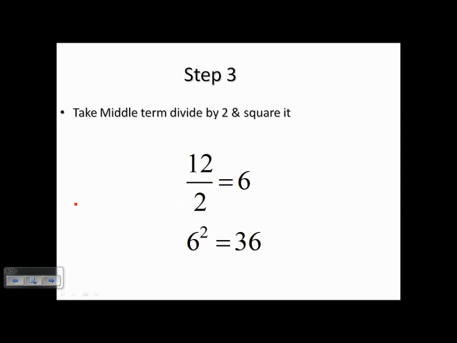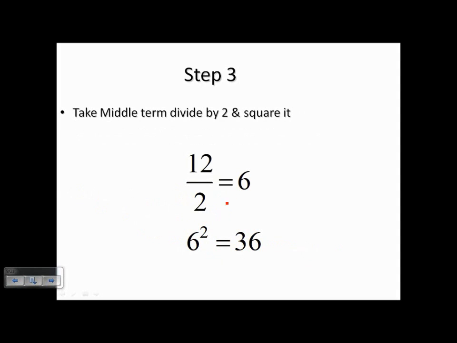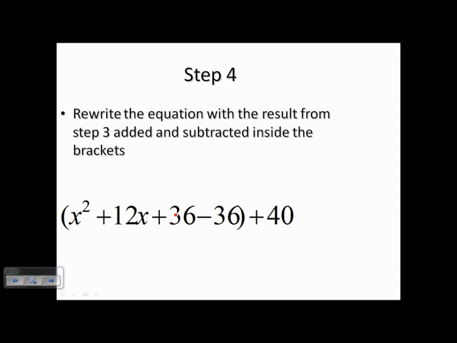Step 3, we're going to take that middle term. I'm referring to 12 here. We're going to take that middle term, divide by 2, and square the answer. So 12 divided by 2 is 6. 6 squared is 36. Great. What do we do with that 36? Well, we're going to put it in the bracket. That 36 is going to be added and subtracted. Make sure these go inside the bracket.